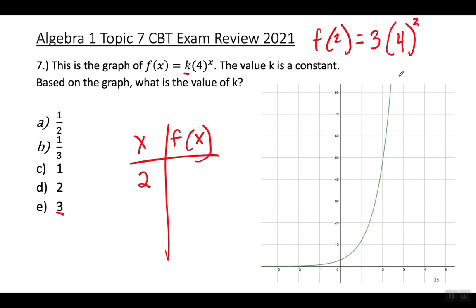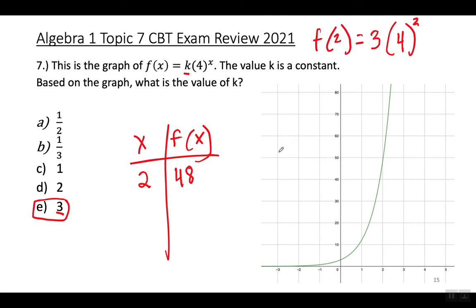Okay, I follow the order of operations. 4 to the second power is 16, and 16 times 3 is 48. That one works, because notice that it's a little bit below 50. So this is the correct answer. E is the correct answer.